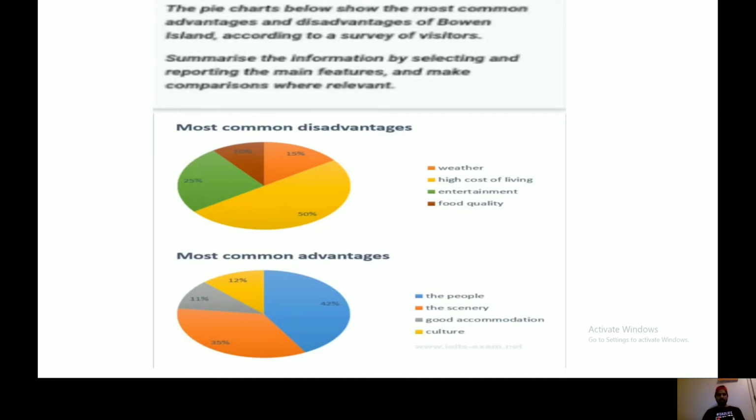In task one, there are different kinds of charts, like pie charts, line graphs, bar graphs and tables. Today I'm going to make a presentation on pie charts. We have been given two pie charts over here. We can see the question: the pie charts below show the most common advantages and disadvantages of Bound Island according to a survey of visitors.